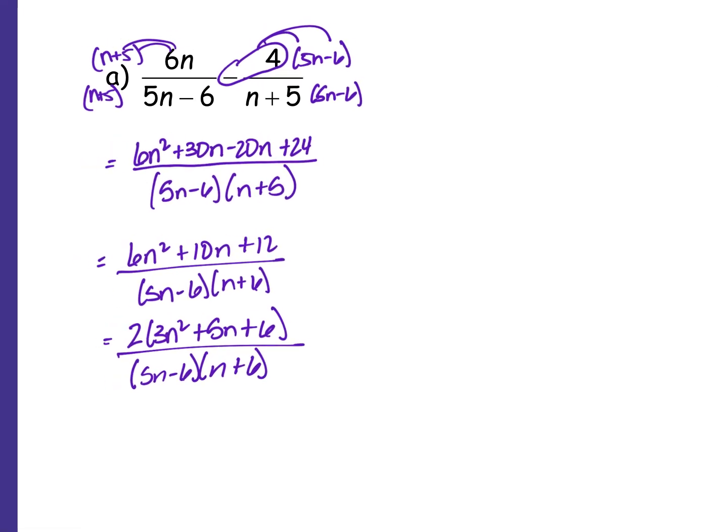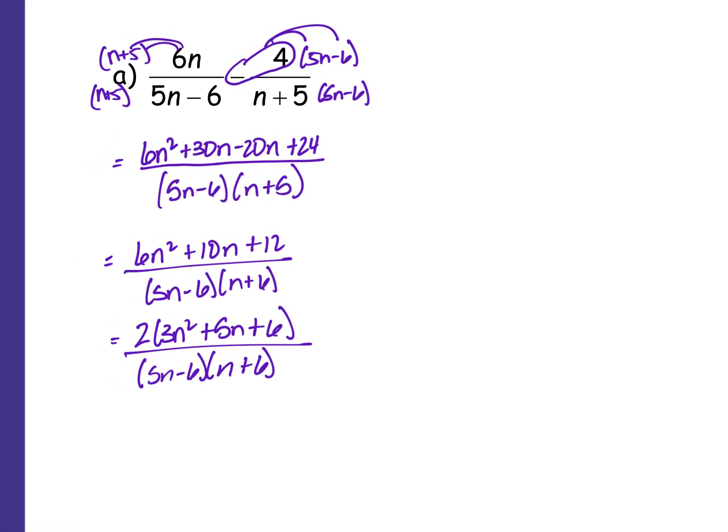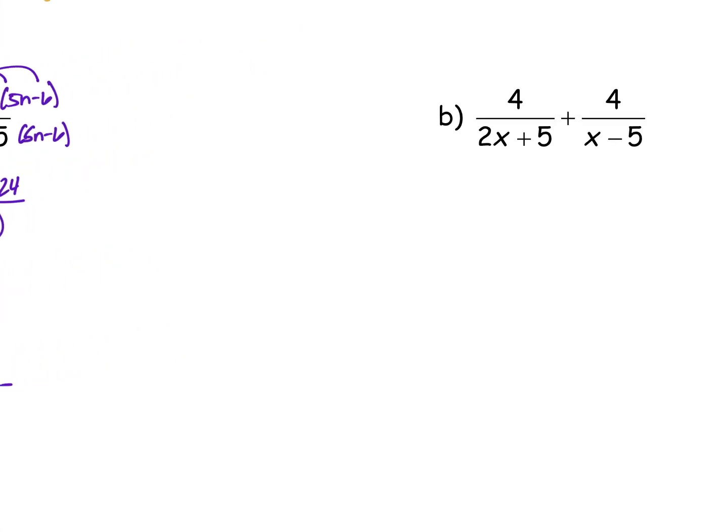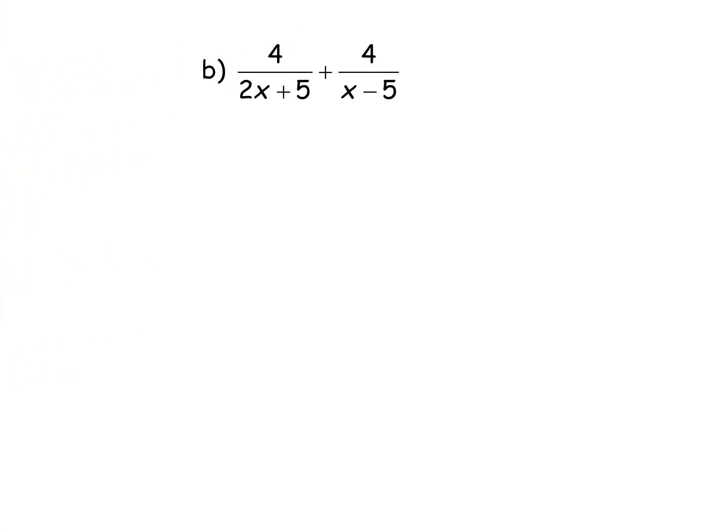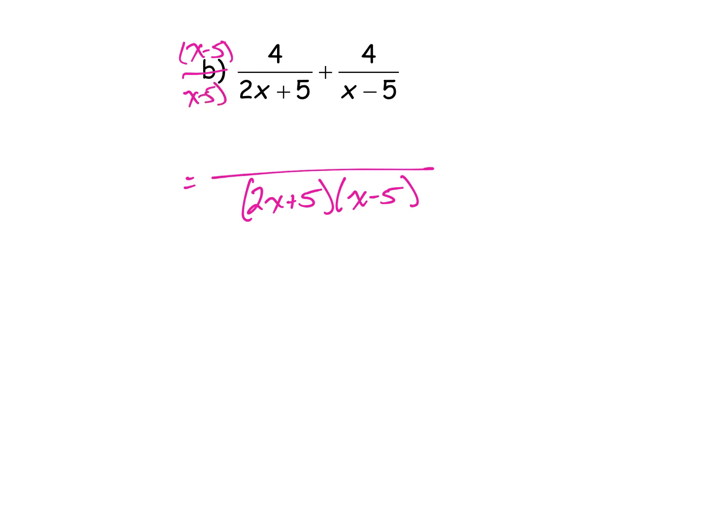And then, any questions on that one? Are we okay? Okay. So number B, they don't have anything in common. So that means my common denominator is going to be 2x plus 5 times x minus 5. And this side needs an x minus 5. And this side needs a 2x plus 5.